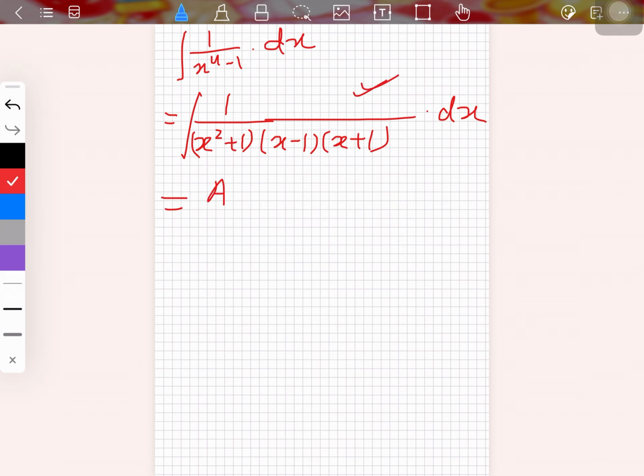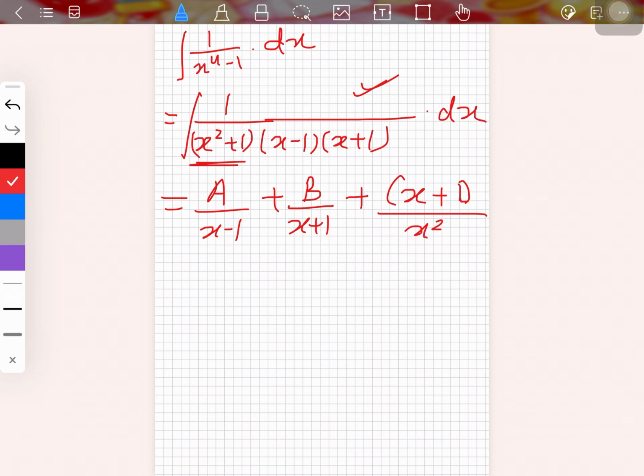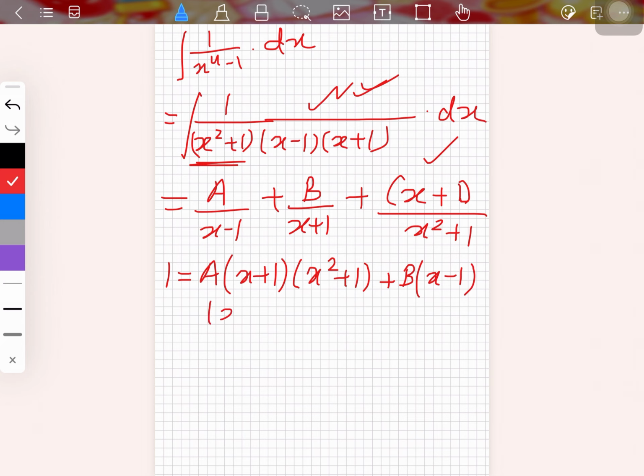So it is equal to a over x minus 1 plus b over x plus 1 plus, for this one, you know how to change it into partial fractions. If there is x squared, then we have x in the numerator as well, cx plus d over x squared plus 1. So if we are to equate this term without the integration sign, of course, we are just converting it into partial fractions. And then what we will get is 1 is equal to a multiplied by x square plus 1 plus b multiplied by x minus 1, x square plus 1, then cx plus d multiplied by these two terms that can be written as x square minus 1.